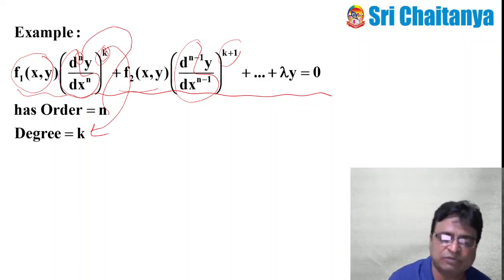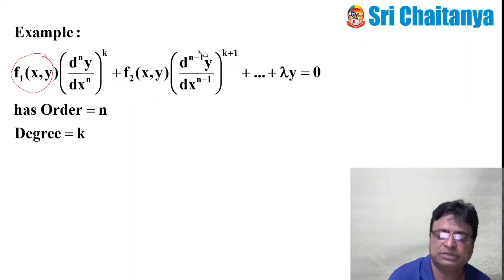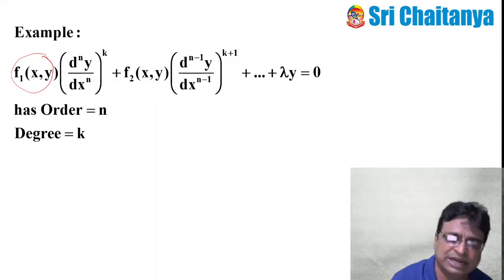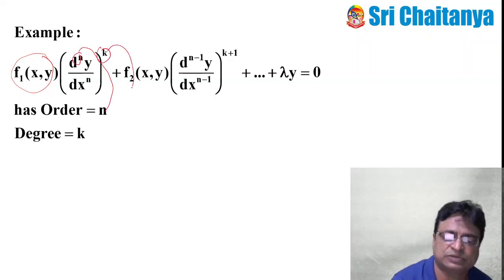This n indicates what? Order. And k indicates what? Degree. Simple. So here, once the equation has been expressed in this form, this n indicates order, and this k indicates degree.